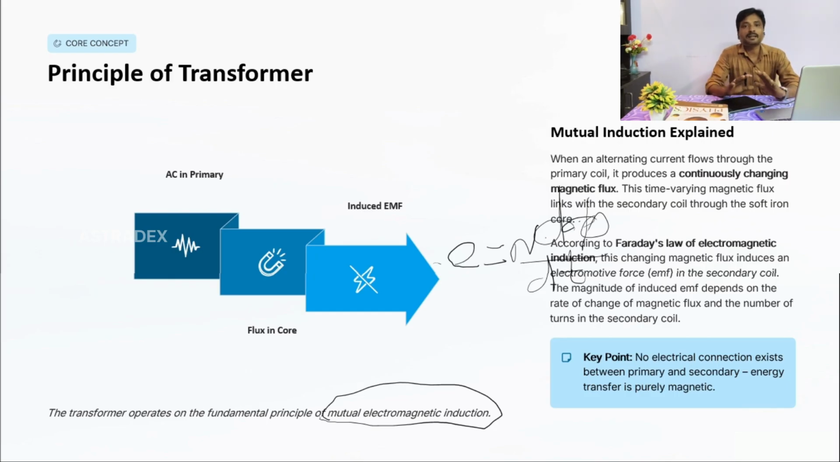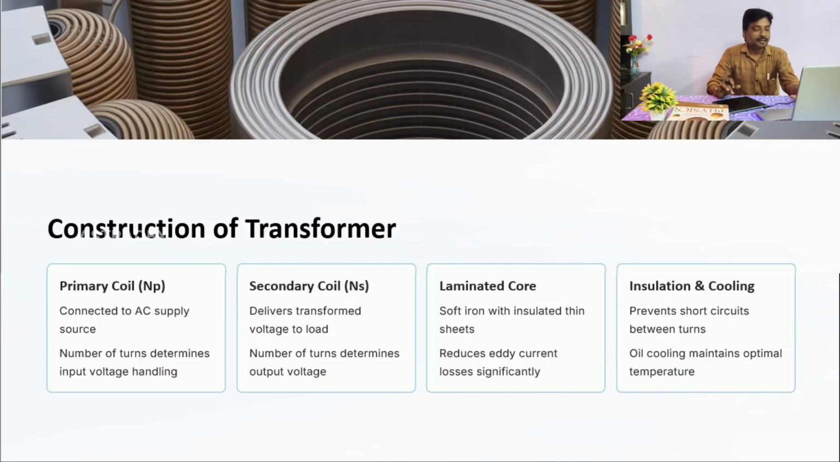There is no electrical connection between the primary and the secondary coil. There is no physical contact at all. The energy transfer is purely magnetic. Okay, the next one is construction of the transformer.